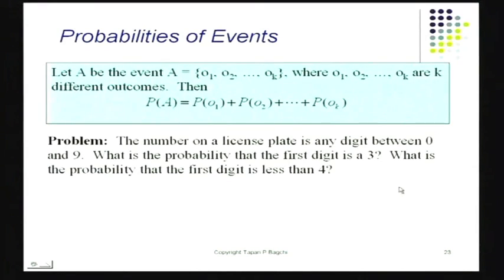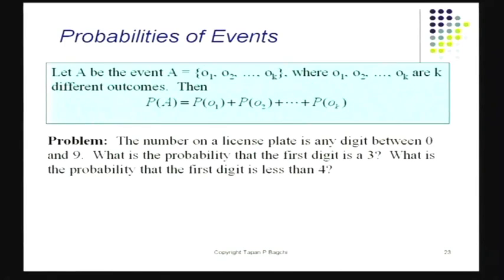In fact, let's take a look at an example. The number on the license plate is a digit that is between 0 and 9. Just a single number they are looking at, and that is between 0 and 9. How many different possibilities are there? 0, 1, 2, 3, 4, 5, 6, 7, 8, 9. 10 possibilities are there.